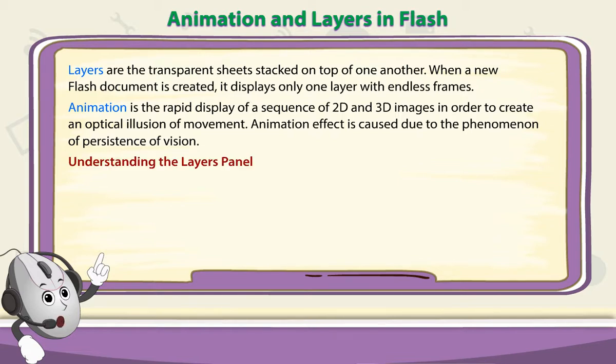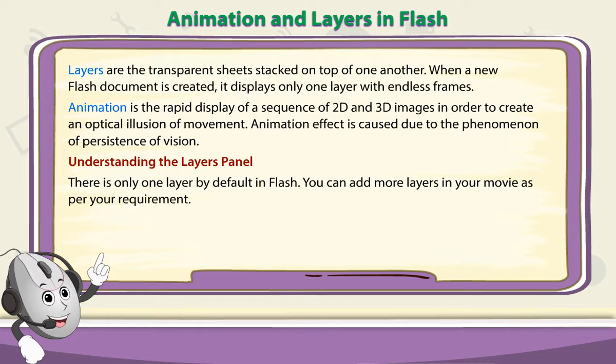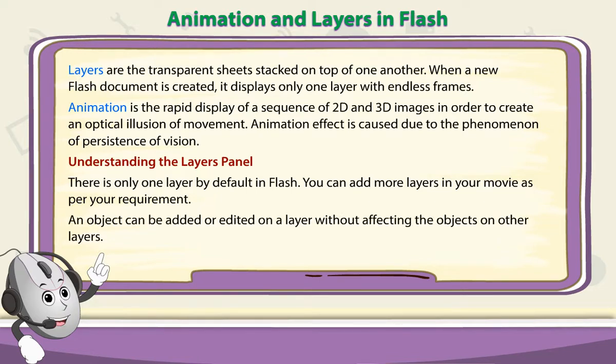Understanding the layers panel. There is only one layer by default in Flash. You can add more layers in your movie as per your requirement. An object can be added or edited on a layer without affecting the objects on other layers.